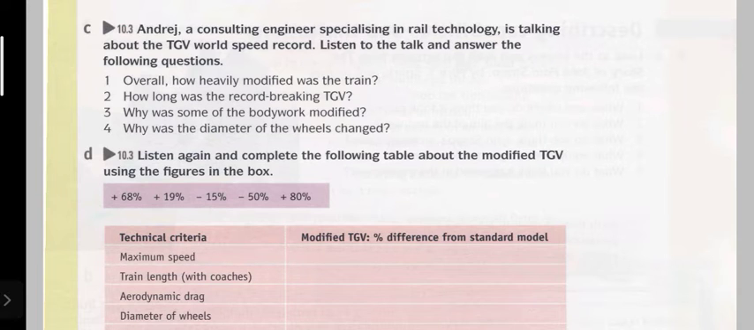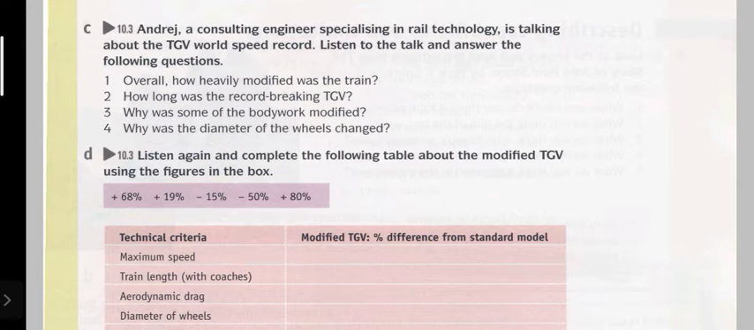So this is the centrifugal force. يبقى number 4, why was the diameter of the wheels changed? To limit friction and centrifugal force and to reduce the speed of revolution. علشان يقلل من قوة الطرد المركزي ويقلل من سرعة الدوران.